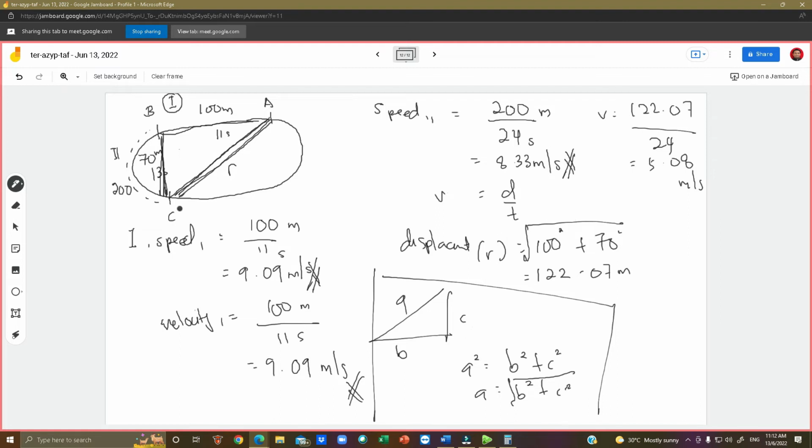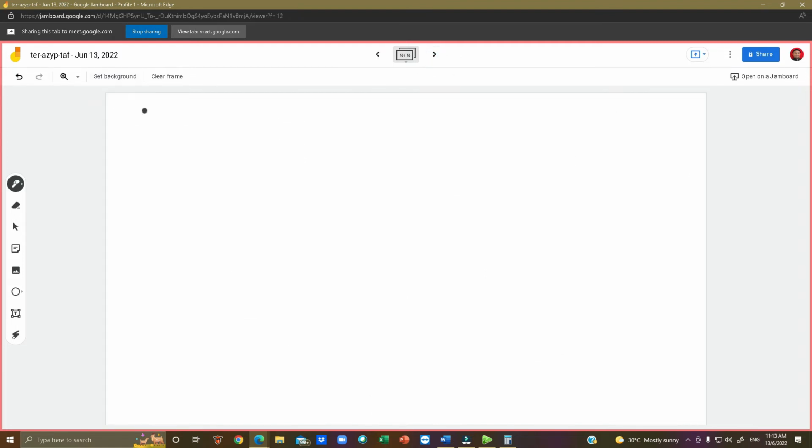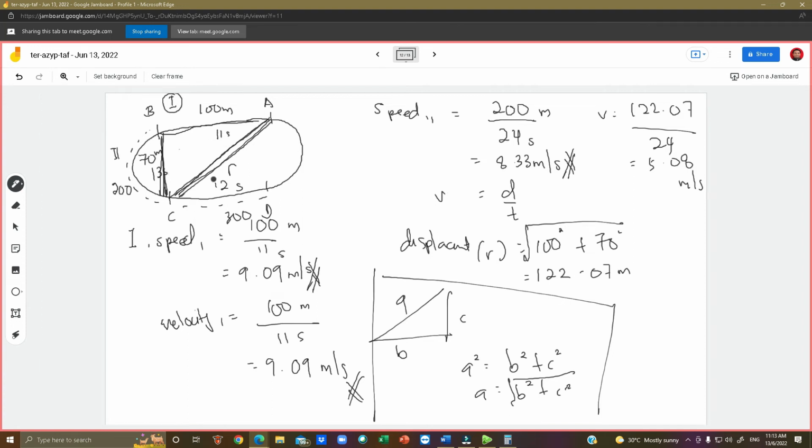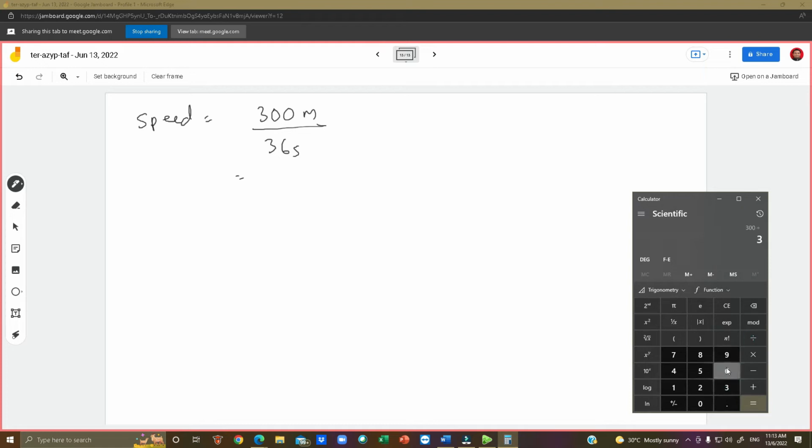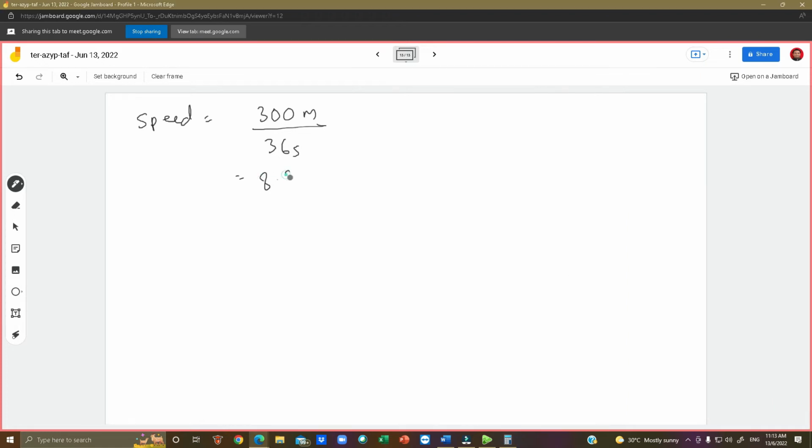Okay, if we proceed, the runners proceed to 300 meter. And now the time taken from 200 to 300, let's say 12 seconds. So we have speed equals 300 meter over, how much time? 24 plus 12, 36 seconds. And the new speed is 8.33 meter per second.